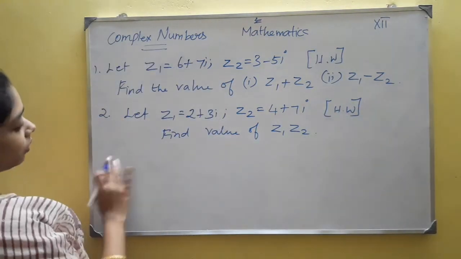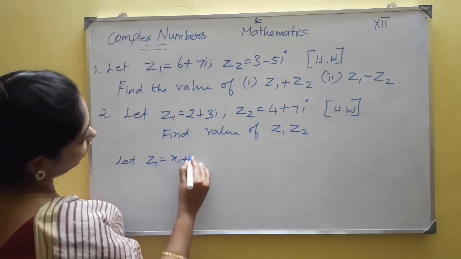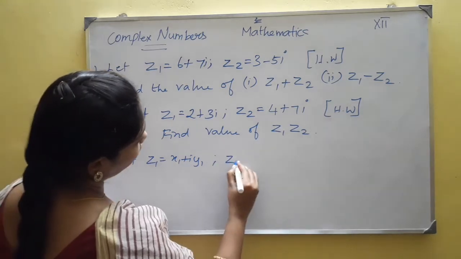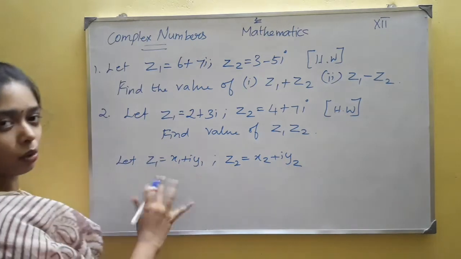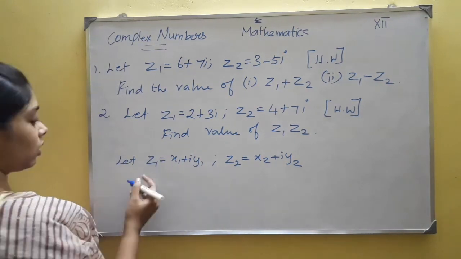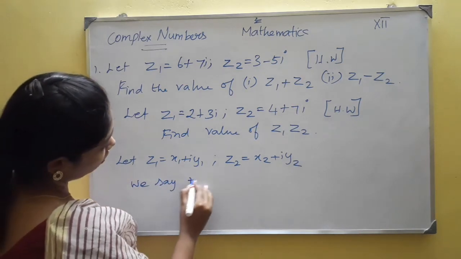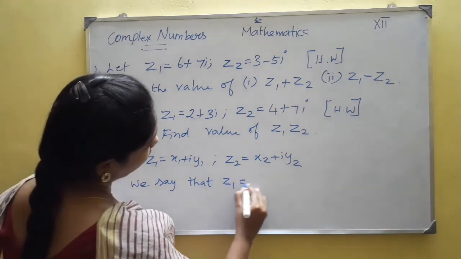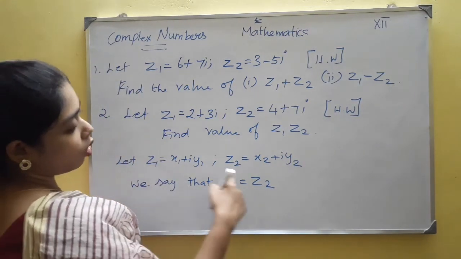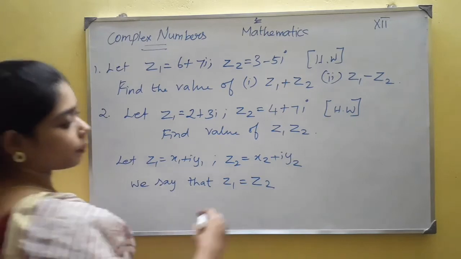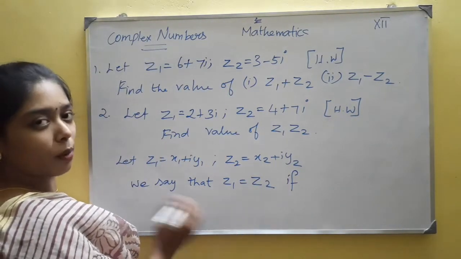Now, on definition, let z1 equal to x1 plus i y1, z2 equal to x2 plus i y2. I have taken two different complex numbers. We say that z1 equals z2, that is, we say that this complex number equals this one, if it satisfies some condition. Then only can we say these two complex numbers are equal.